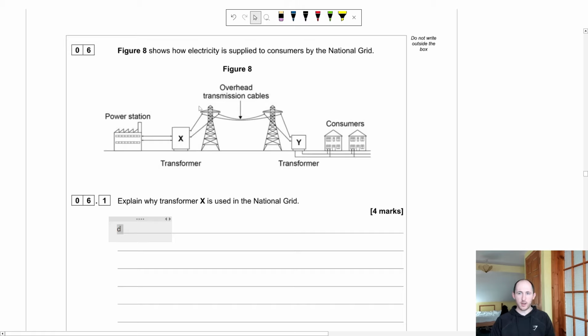So because these overhead transmission cables go on for kilometers and kilometers all across the country, we want to waste as little energy as humanly possible. So the way we do that is by making the voltage incredibly high and therefore the current being very low. I'm not sure if you've ever seen those videos of really stupid people trying to touch those cables with a metal rod or whatever, and it's a really loud electric lightning strike that goes off.